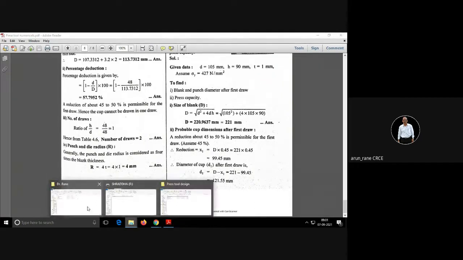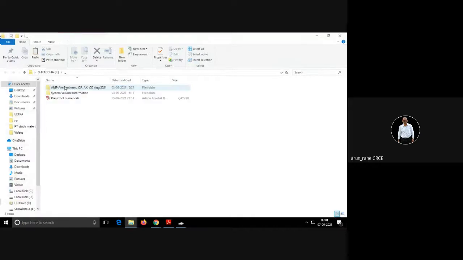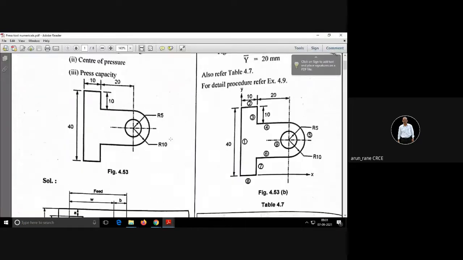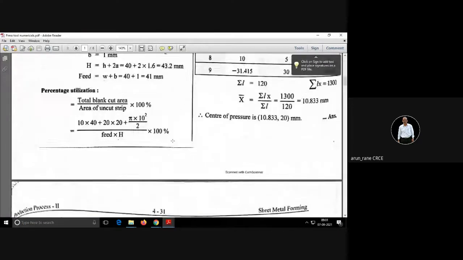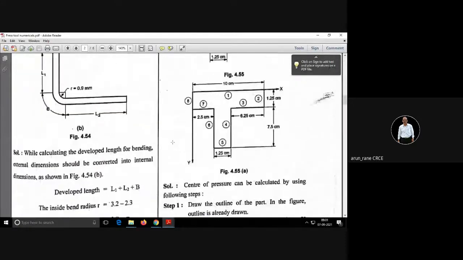Let me see, there was some more dimensions.